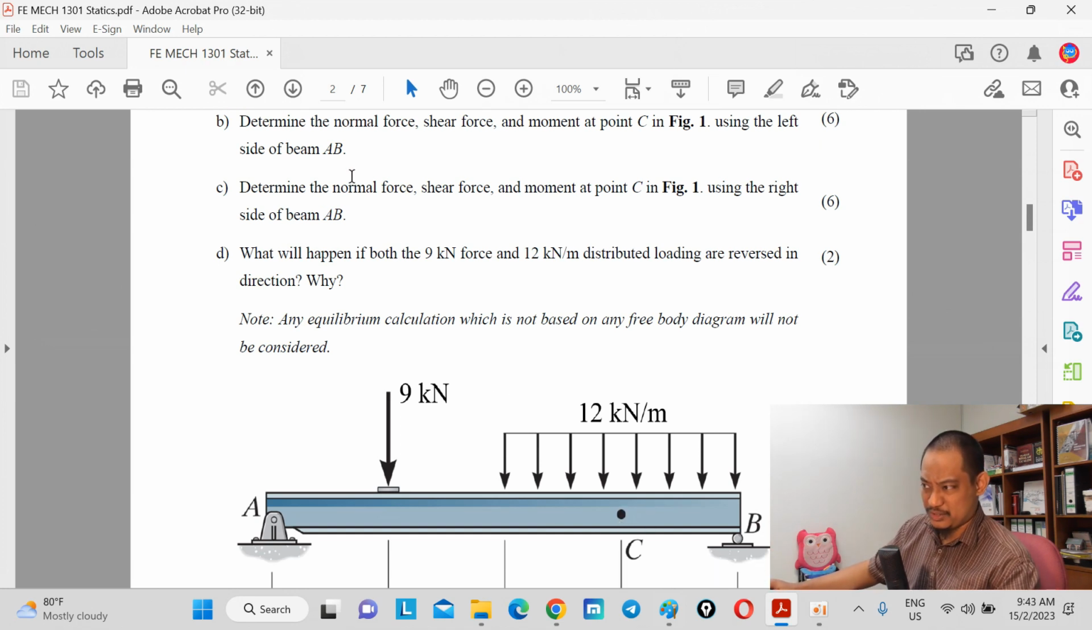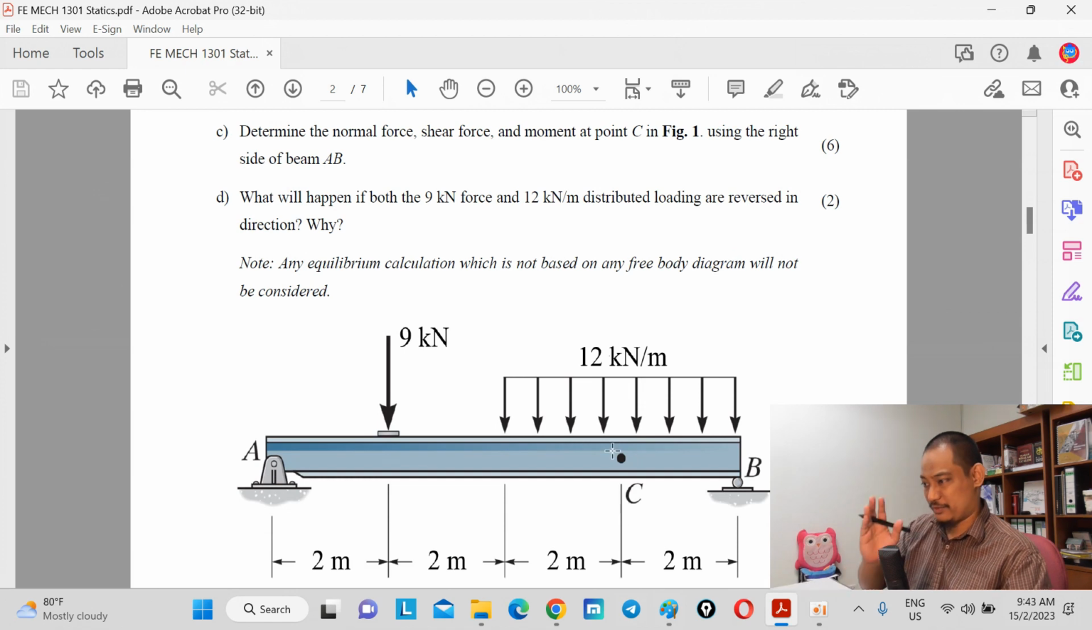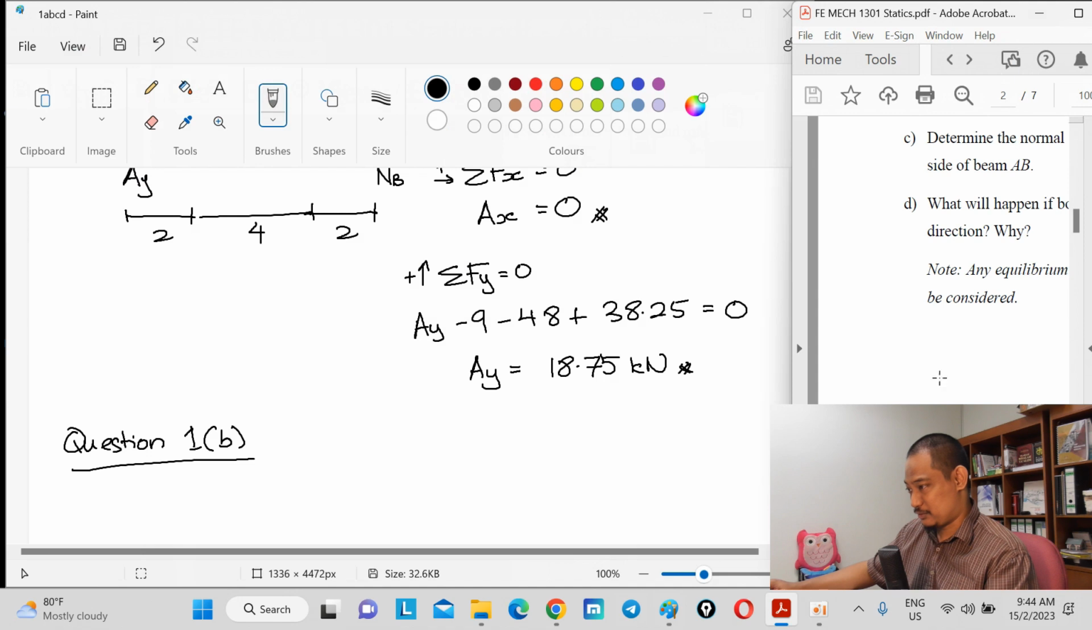In this question, interestingly, part B and part C are the same, because you need to determine the same thing at point C. But one uses the left side, meaning if you cut at point C, first you solve using the left side, next you solve using the right side. If you understand what you are calculating, the answers of part B and C should be the same, right? So let's take a look.